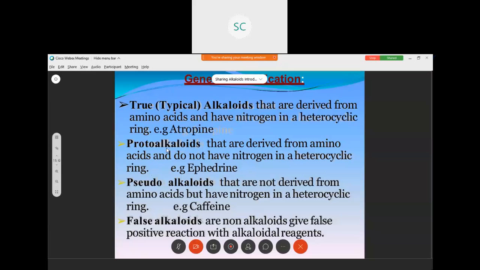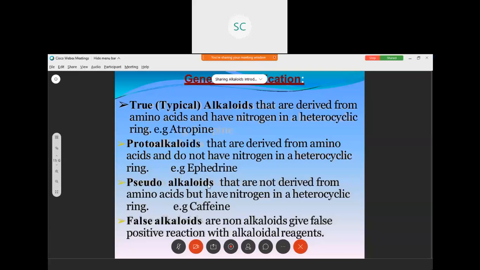Second one is proto-alkaloids. Proto-alkaloids are defined as alkaloids that are derived from amino acids and do not have nitrogen in a heterocyclic ring. Ephedrine is taken as an example of proto-alkaloids.